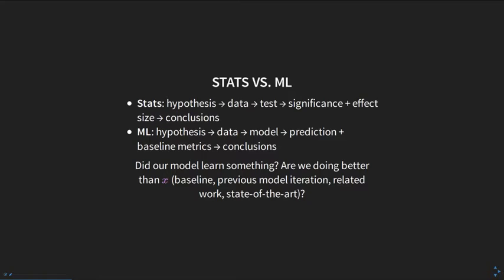So the important question that we're asking is, did our model learn something? So is it not just making some random guesses? Is it actually picking up on patterns in the data? And more importantly, are we doing better than either a baseline, a previous model iteration, maybe some related work, or state-of-the-art research? But in most cases, we either want to prove that something is predictable better than a baseline, or we want to prove that a certain method works better than a method that has been explored before.